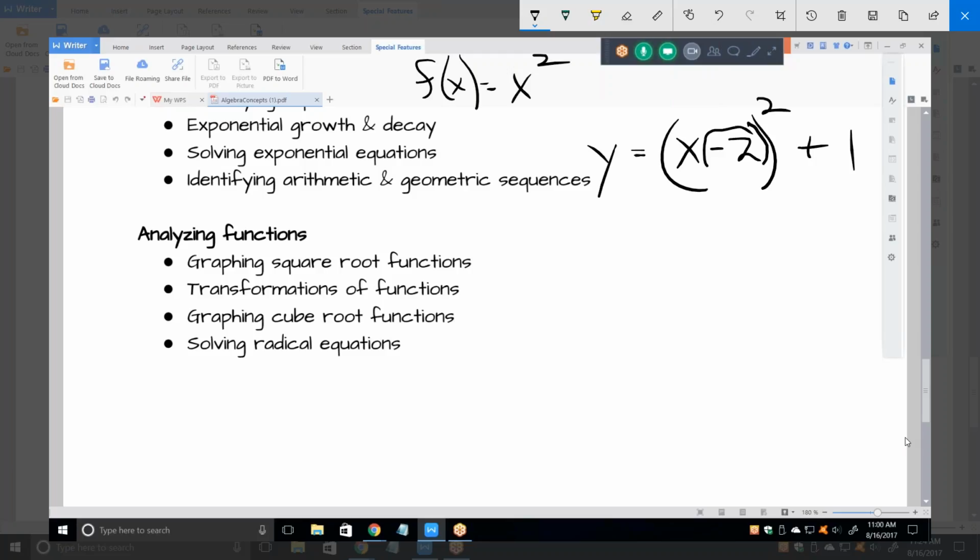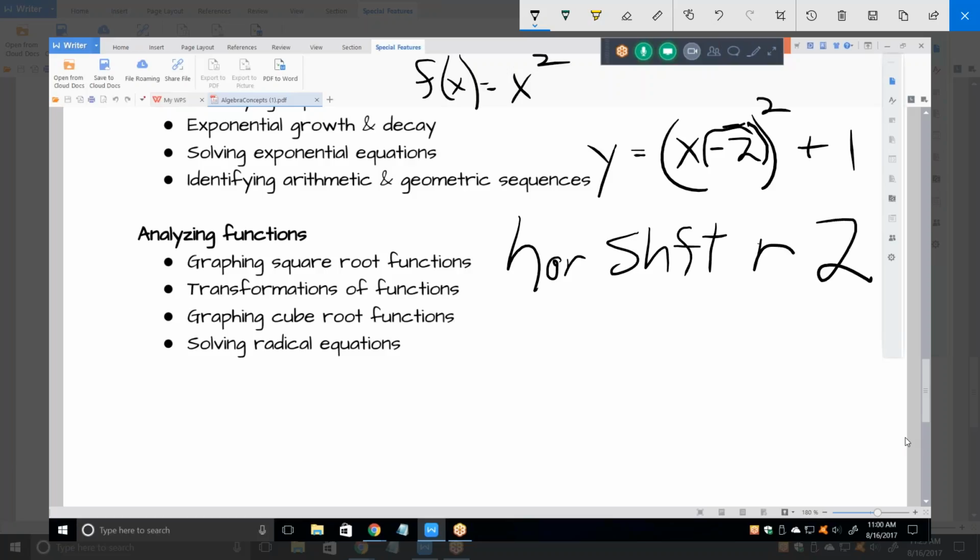When you're adding or subtracting, it's shifts. It's only when you're multiplying or dividing that you get stretches and shrinks. In this case, we're subtracting, so this is going to be a horizontal shift because it's inside the function. The only thing left to specify is which direction. The left? Actually, right.